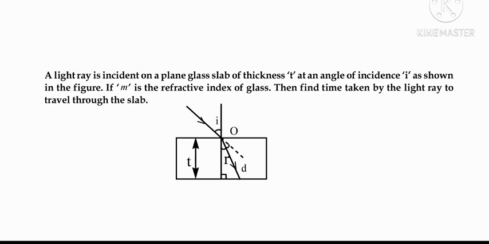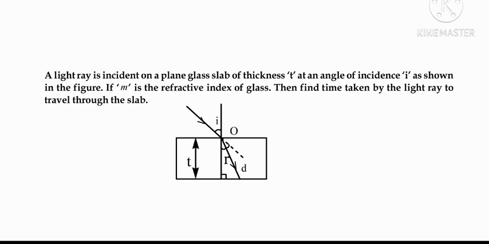A light ray is incident on a plane glass slab of thickness t at an angle of incidence i as shown in the figure. If mu is the refractive index of glass, then find the time taken by the light ray to travel through the slab. So see the diagram carefully.